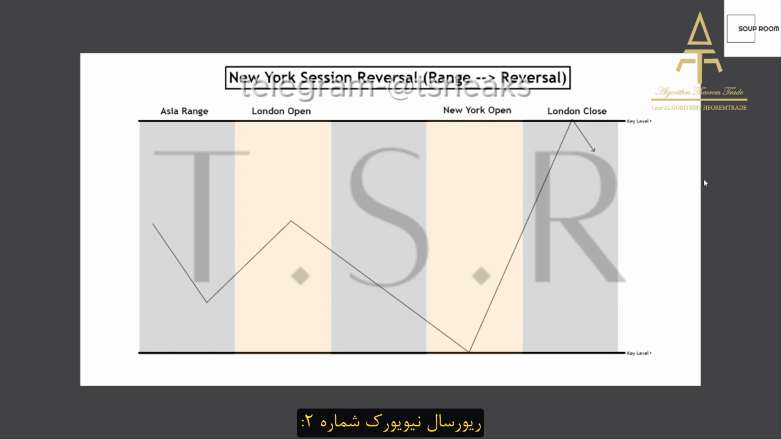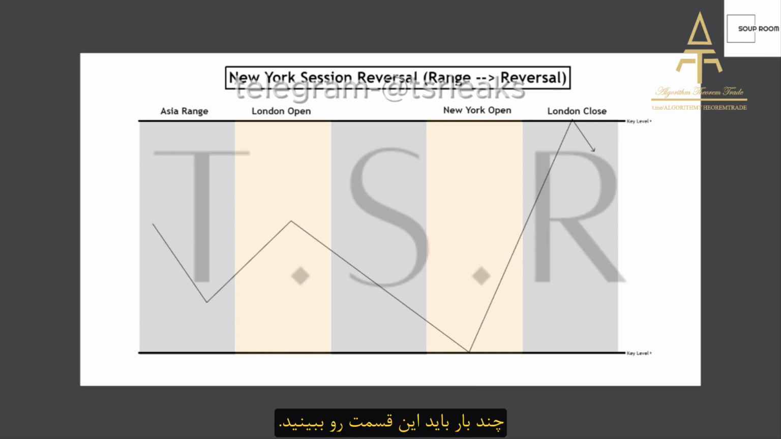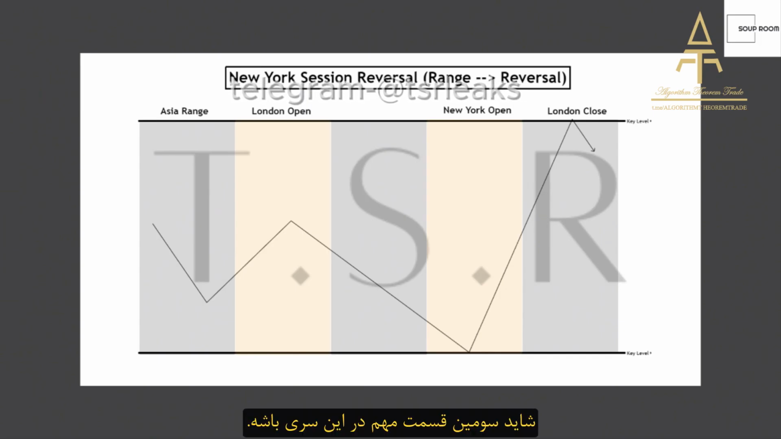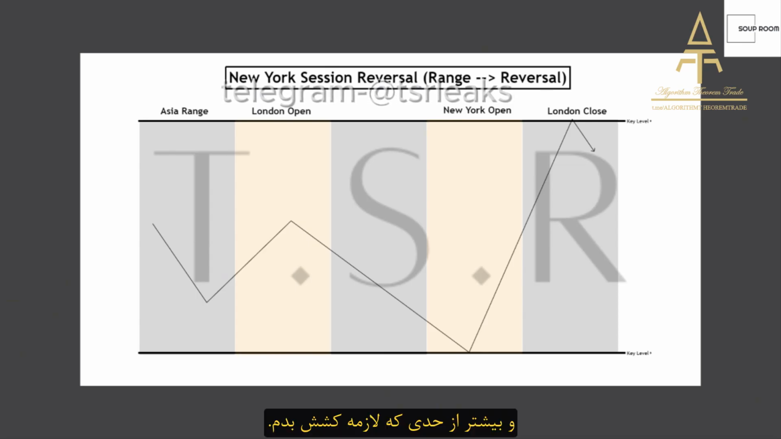We have the New York session reversal number 2, the last and final daily market profile. I know I'm going quick here, guys, but trust me, you're going to need to rewatch this a few times, as this might be the, I guess you can say, third most important lecture in this entire masterclass. Anyways, I'm going quick because I want this to be as direct and as straightforward as it can possibly get. I don't want to waste any time. I don't want to drag this longer than it needs to be.